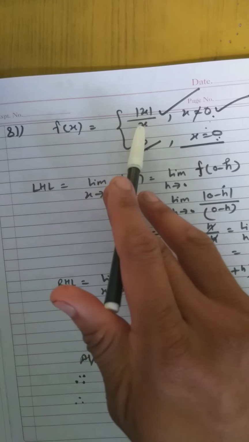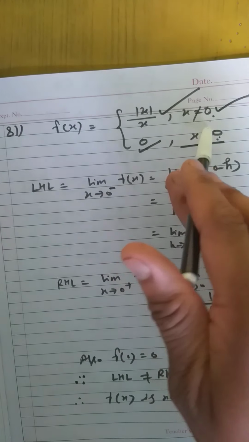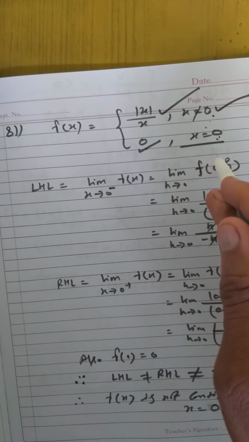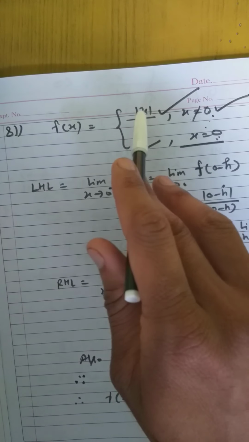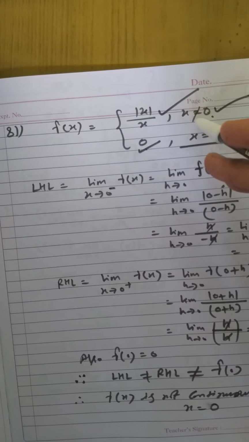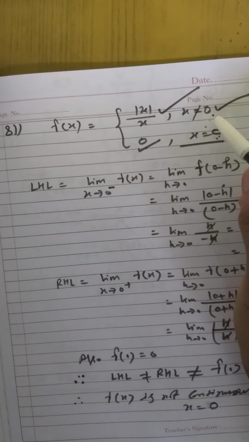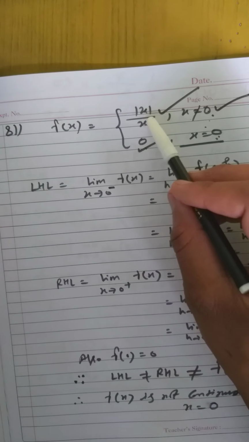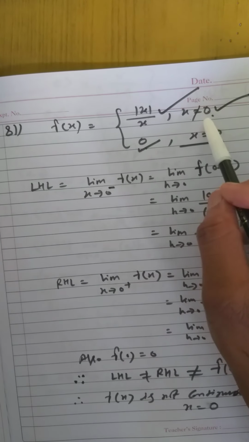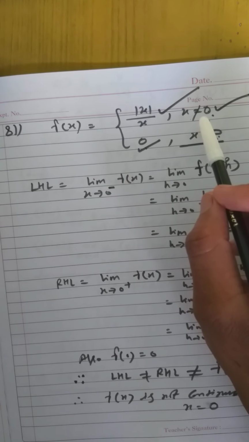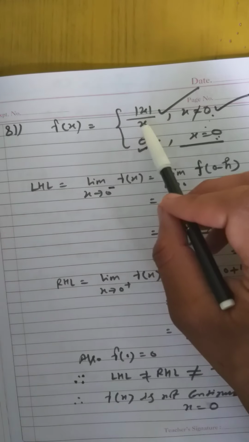f(x) equal to mod of x upon x, for x not equal to 0, and 0 when x equal to 0. This is a modulus function for x not equal to 0. Since for the left hand limit and right hand limit I will use this function. Since x not equal to 0 is given, it is useful for x greater than 0 and less than 0.